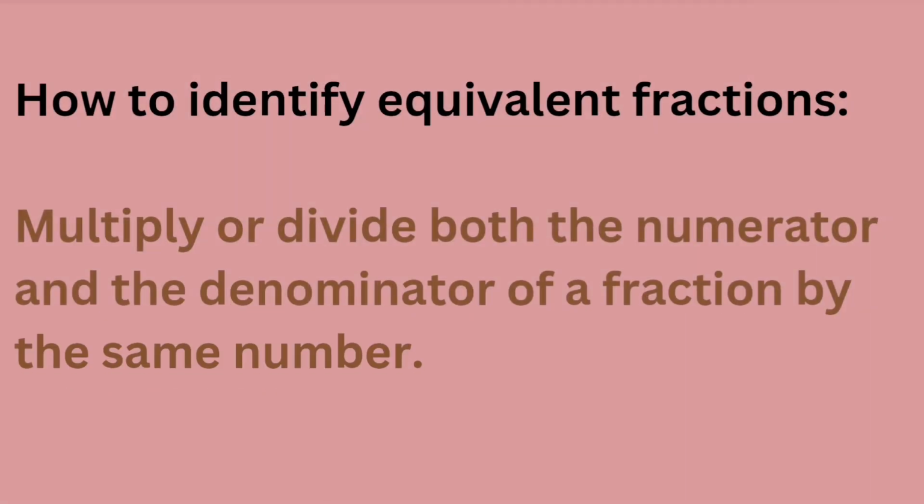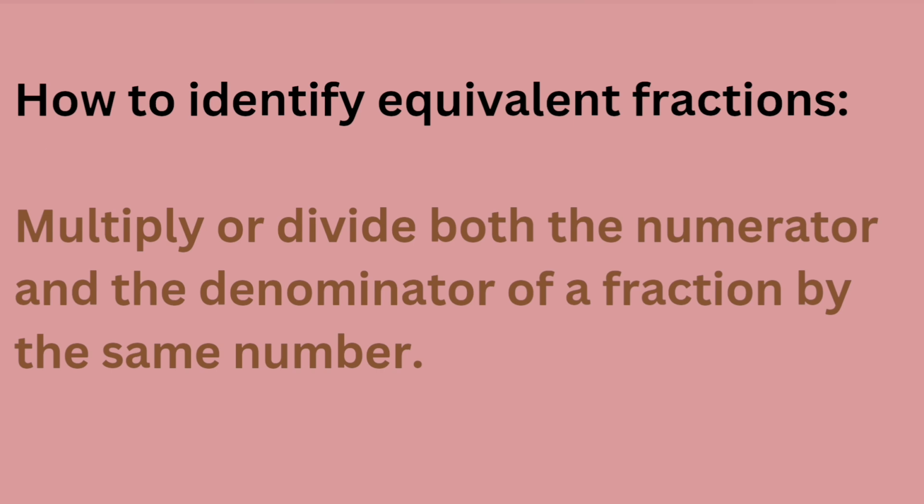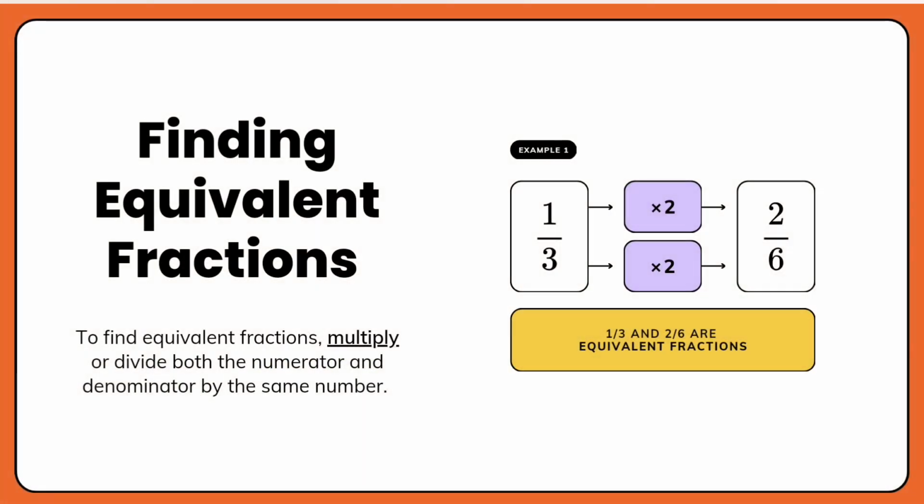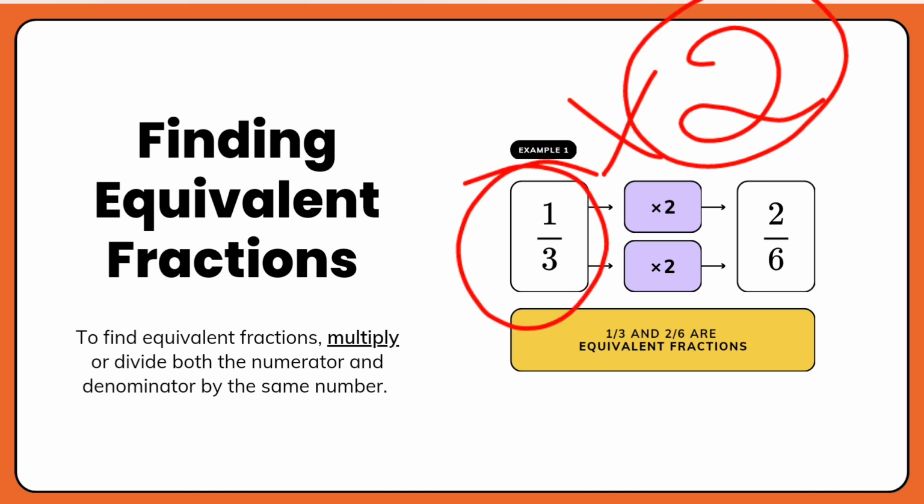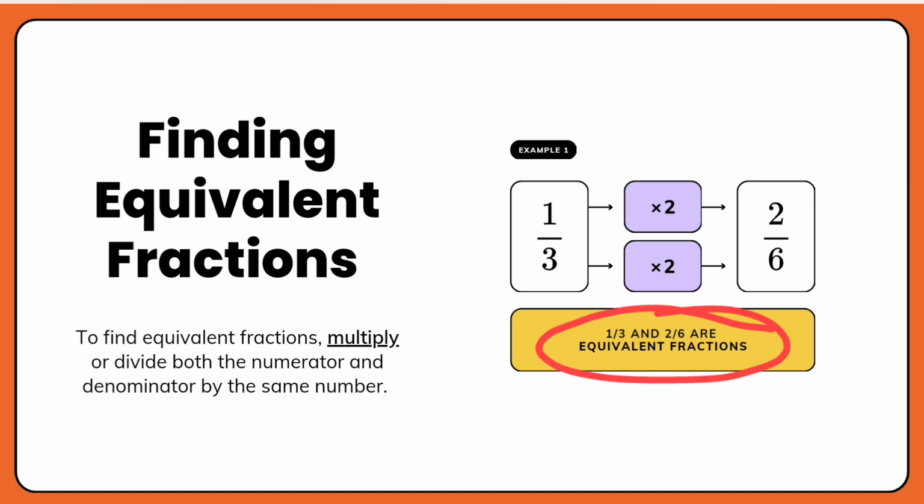Now let's see how to identify equivalent fractions. Multiply or divide both the numerator and the denominator of a fraction by the same number. If you multiply or divide by the same number, then we will get equivalent fractions. To find an equivalent fraction, we either multiply or divide both the numerator and denominator by the same number. As you can see here in the example, 1 bar 3, both the numerator and denominator are multiplied with 2 to get 2 bar 6. So here 1 bar 3 and 2 bar 6 are equivalent fractions.